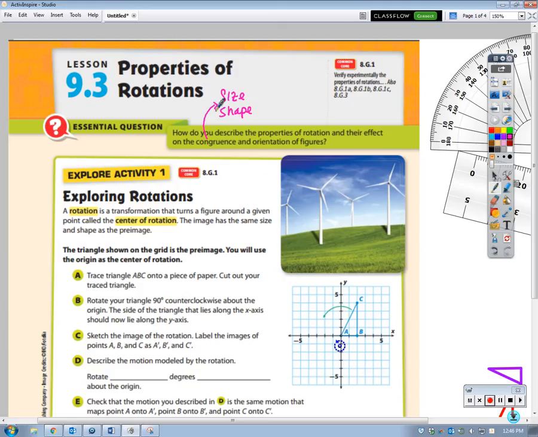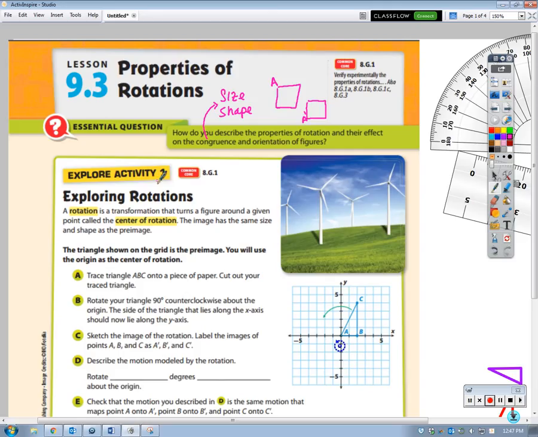And orientation has to do with the way a shape is facing, its direction, right? So it's top, bottom, left, right. So if you have a shape, is A always going to be in the top left? Or does it change? And is A prime in a different orientation? Those are the things that we're looking at as we take a look at rotation.